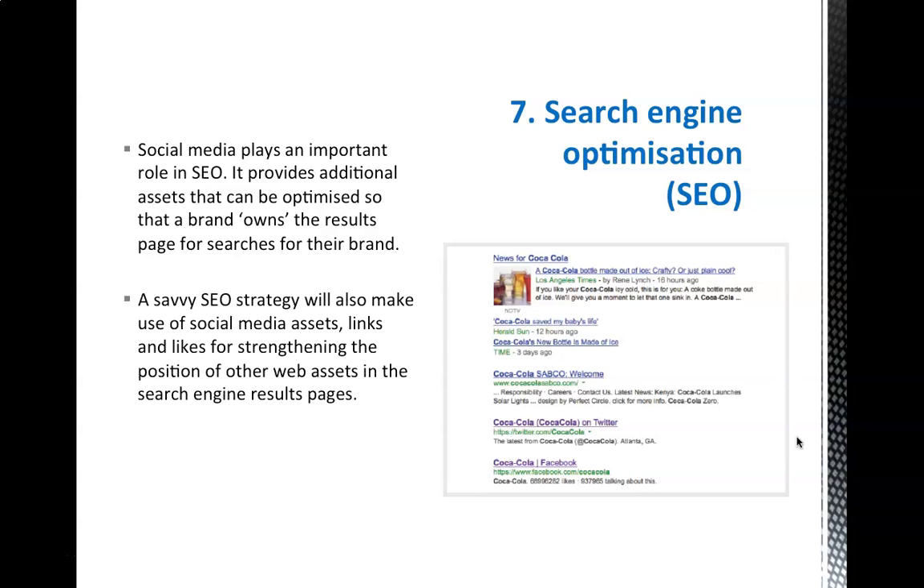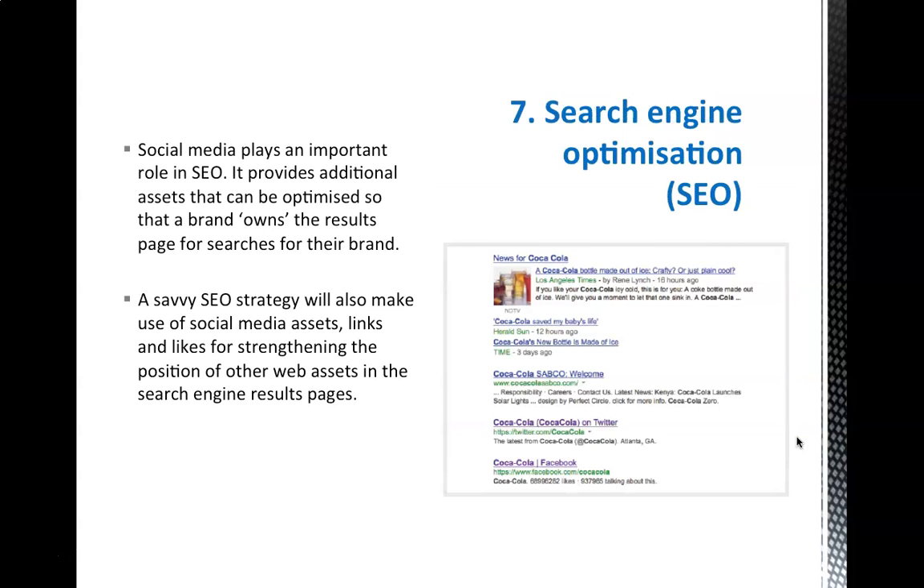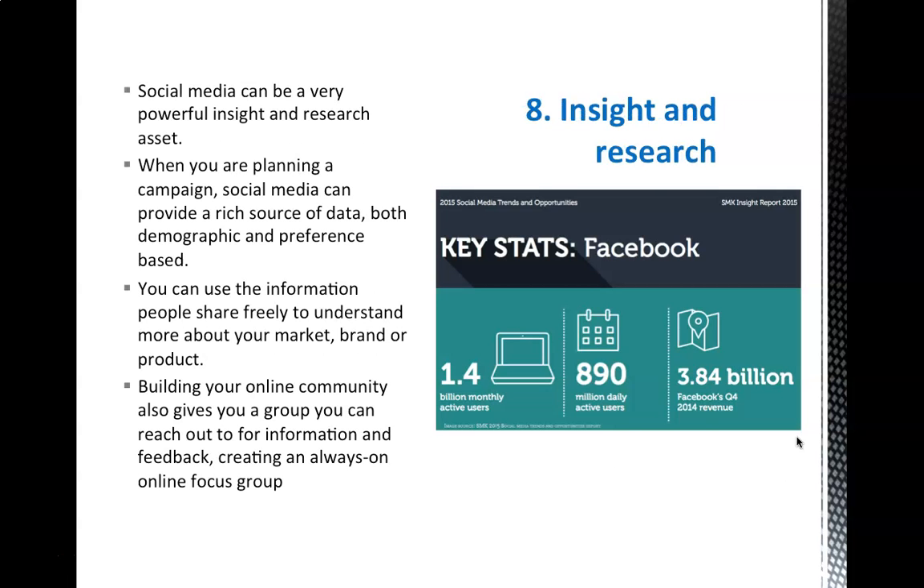A savvy SEO strategy will also make use of social media assets, links and likes for strengthening the position of other web assets. So what that basically means is that you're using your website to promote your social media, and your social media to promote your website, and you're creating links from social media platforms to drive sales on your website, which is pushing your website up in the search engine optimization of Google. And then lastly, insights and research.